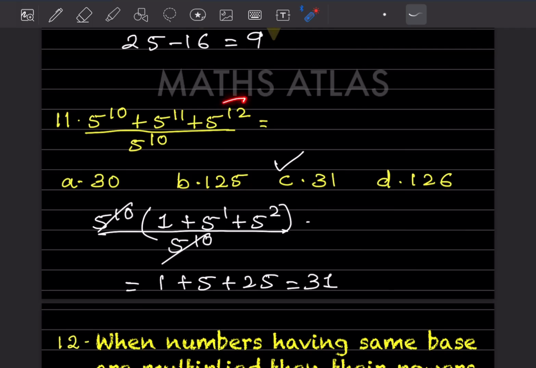Now this is 12. So 5 raised to 10 into 5 raised to 2 divided by this 5 raised to 10. So now what you can do, this and this will get cancelled. This will be 1 plus 5 plus 25, which is going to be 31.